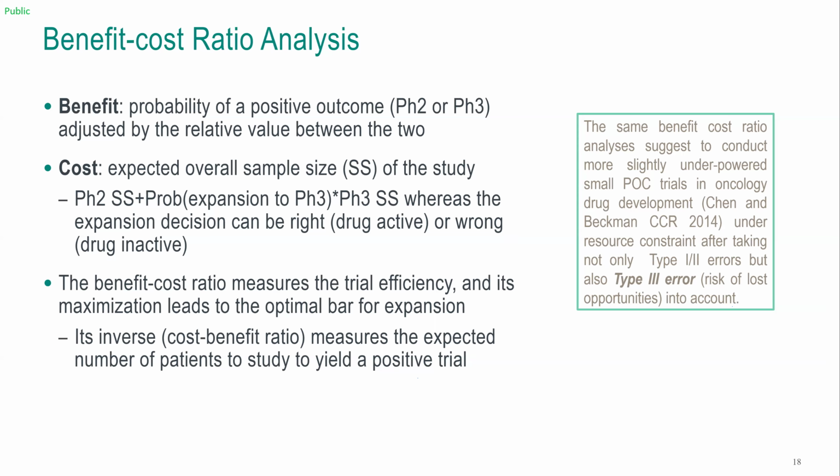As I mentioned earlier, when you invest in phase 2, let alone phase 3, the cost is going to skyrocket. So how do you place your bets more cost effectively? We used this so-called benefit cost ratio analysis to arrive at the conclusion that the phase 2 POC trials should be slightly underpowered to make the overall investment more cost effective.